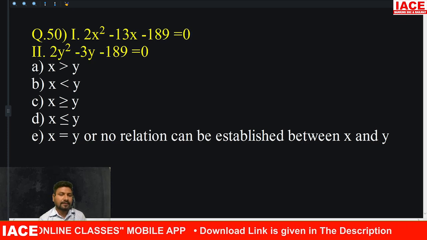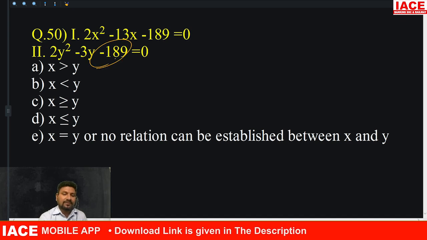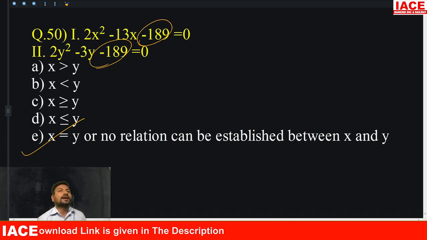Next. Both the constant values are negative, then what is the answer? Cannot be determined.